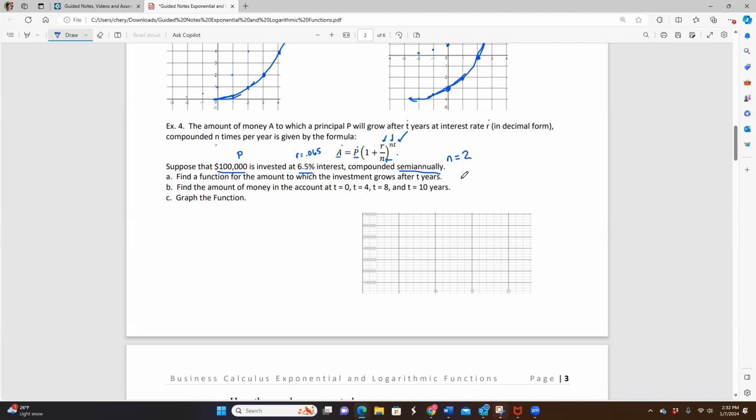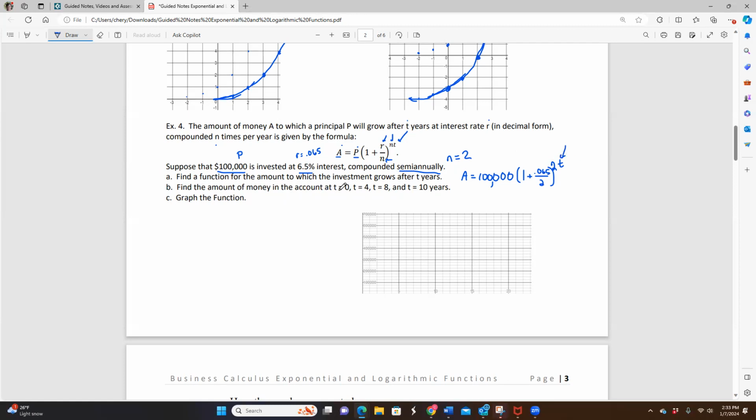So for A, it wants us to find that amount using these numbers in my function. It told us that my P, my principal, was $100,000. We would be multiplying that by 1 plus my interest rate r, which was 6.5%. So we're going to write that as 0.065 over 2, for semi-annually, to the 2 times t power. So this will give us the amount of money we have after t years.